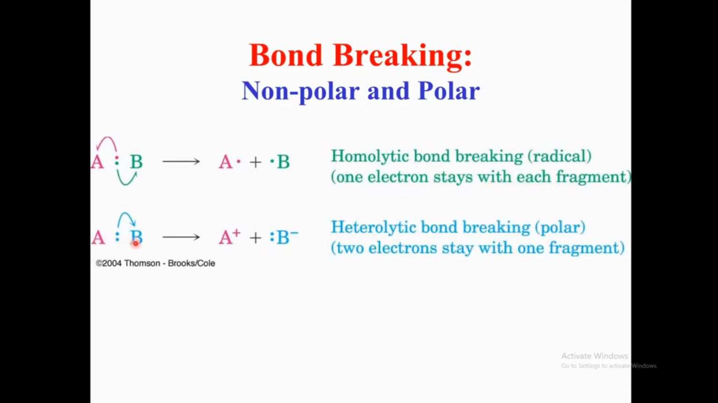This is A and B. This bond breaks in favor of B, and B gets the negative charge and A gets the positive charge. So this is heterolytic bond breaking. This is polar. Two electrons stay with one fragment. As you can see, these two fragments are polar. One is positive and one is negative. Positive is called a cation and negative is called an anion, and these two are called radicals. So in homolytic bond cleavage, radicals are generated. In heterolytic bond cleavage, cations or anions are generated.